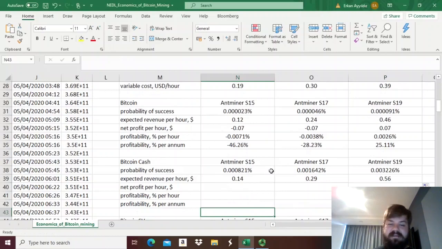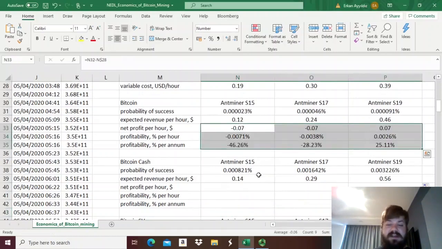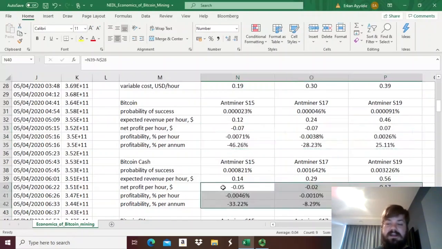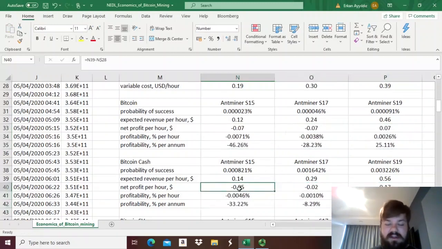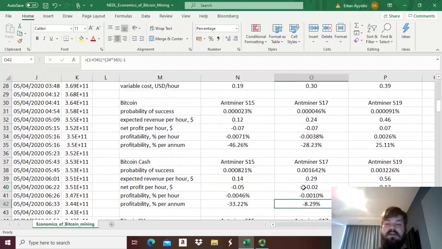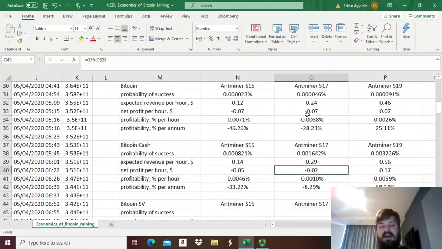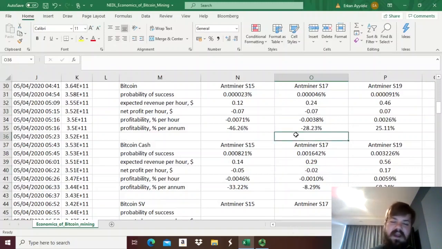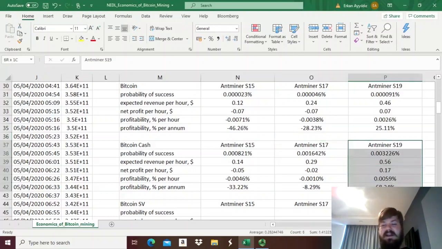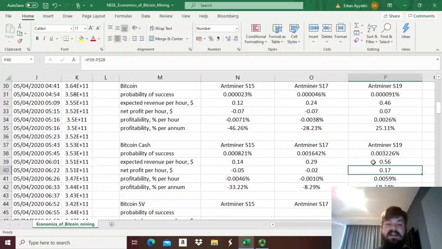And for net profits per hour and profitabilities, we can just copy those cells across and see how the results correspond to the ones we obtained for Bitcoin. First of all, Antminer S17 almost breaks even as compared to generating a significant loss if we think about Bitcoin Cash with respect to Bitcoin. And Antminer S19 is even more profitable as the expected revenue per hour is substantially higher.